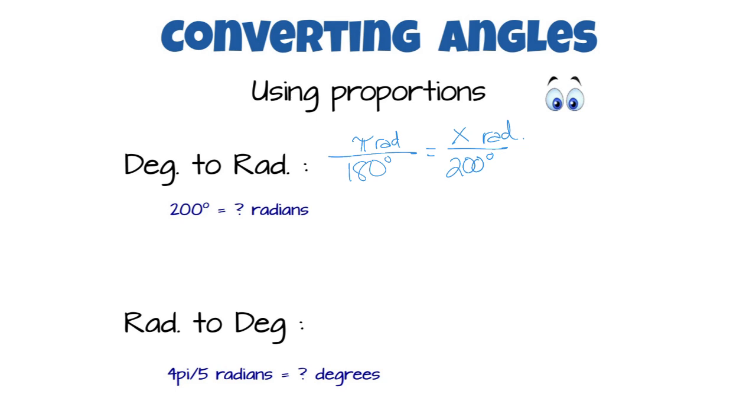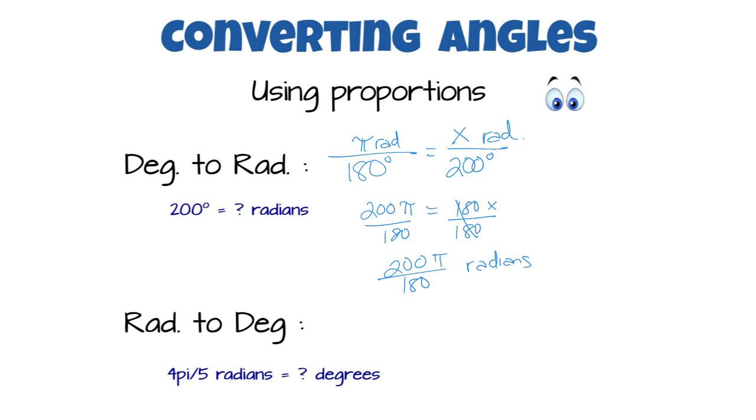So doing cross products, you can see you'd have 200 times pi equals 180 times x. And then you're going to divide by 180. And that's what we get for our angle measured in radians. So it's 200, and I could, of course, reduce this, 200 pi over 180 radians.